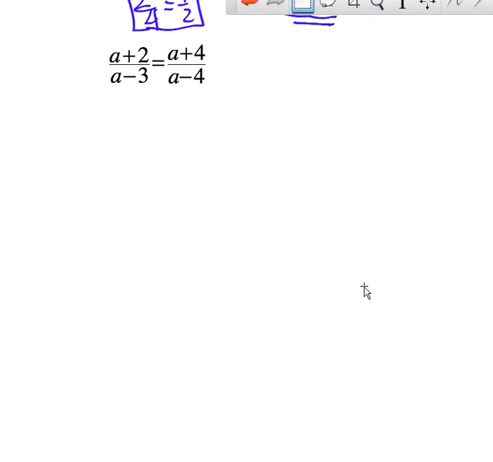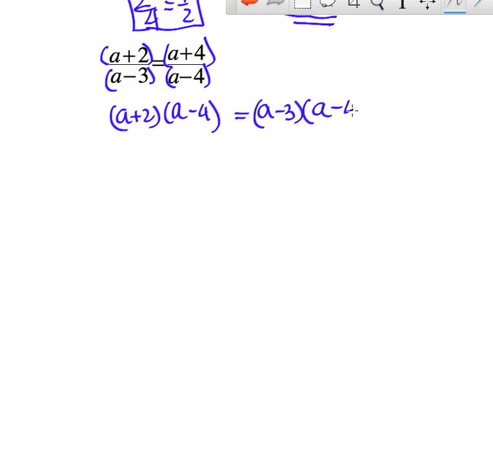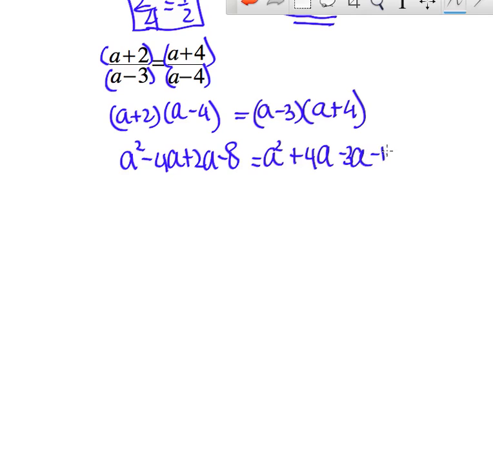Okay. So same thing. So you get a plus 2 as a factor times a minus 4. So a plus 2, a minus 4. And a minus 3 times a plus 4. And so the same thing happens here. You FOIL this, so we get a squared minus 4a plus 2a minus 8 equals a squared plus 4a minus 3a minus 12. So a squared and a squared cancels.